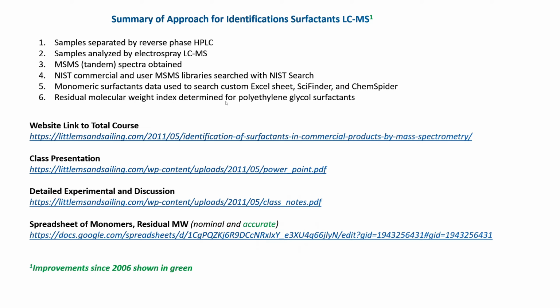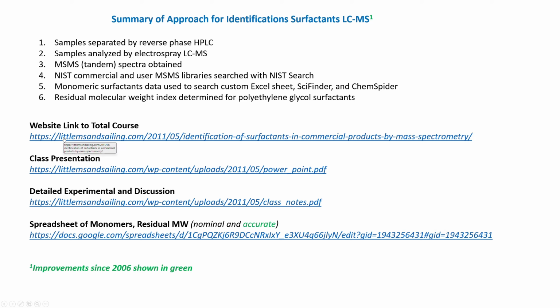Our approach used at Eastman: the samples are separated by HPLC, analyzed by LCMS, MSMS tandem spectra are obtained, and then they're searched in the NIST commercial and in our user MSMS NIST library. Monomeric surfactants data is used to search custom Excel spreadsheets or SciFinder or ChemSpider. And PEG type surfactants are very complex, and we use an approach called the residual molecular weight to identify them.